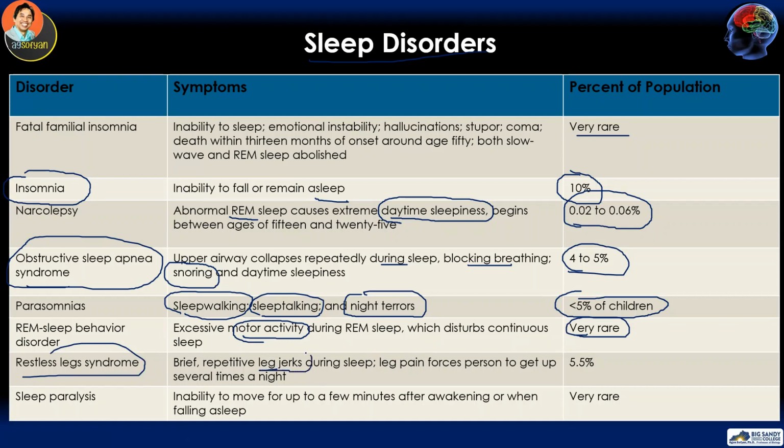Leg jerk movement during sleep. So the legs move. About 5.5% of the population have this problem. Sleep paralysis is the inability to move for up to a few minutes. So when it's really difficult to move your body, that's when we have sleep paralysis. It's really difficult to move to the side, etc.